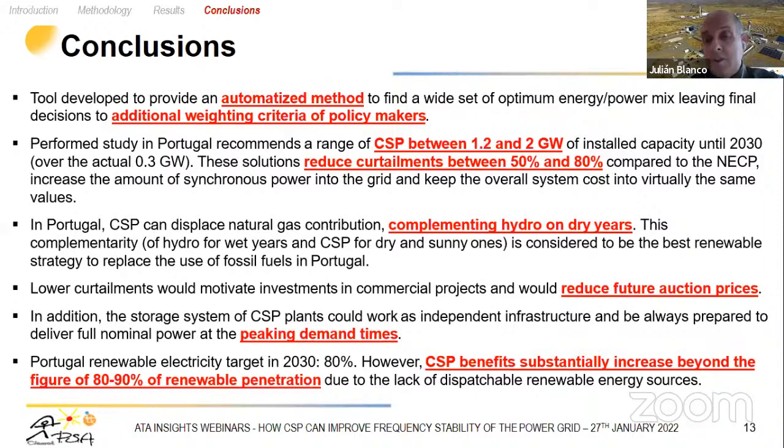And here we see that this benefit of CSP appears more substantially and much more clearly due to the lack of dispatchable renewable sources in this context. We have addressed a similar study in Spain, and the results are also quite similar. And that's all. I hope that this could be of interest for the audience.